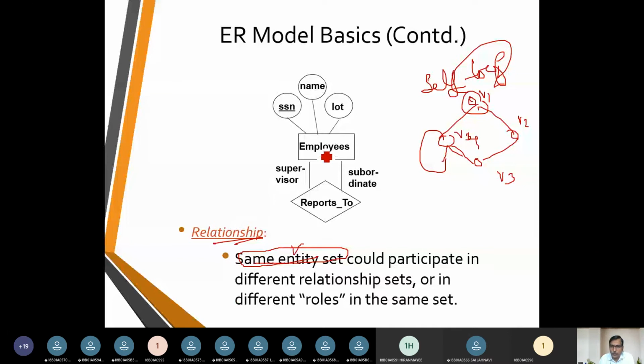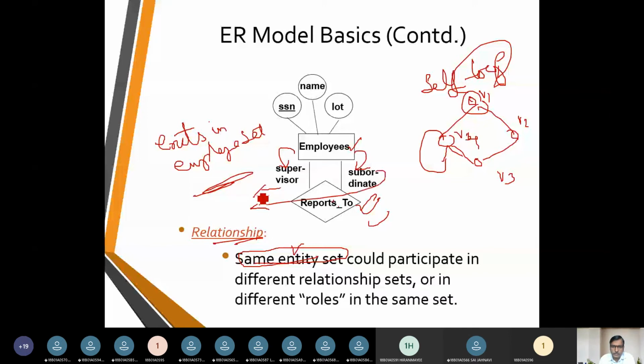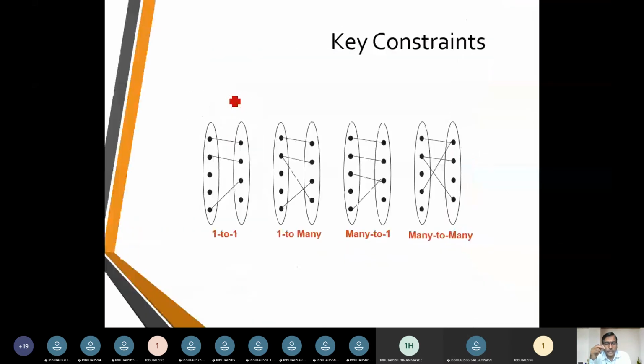That means there is an employee, and that employee is going to be a supervisor, and he is going to have his subordinates, and both of them are going to have a reports-to relationship. So either way, a reports-to relationship is going to exist in the employee set. Either a supervisor or a subordinate, both of them are going to have different roles, and they belong to the same data set. So that is where we take it as a self relationship.